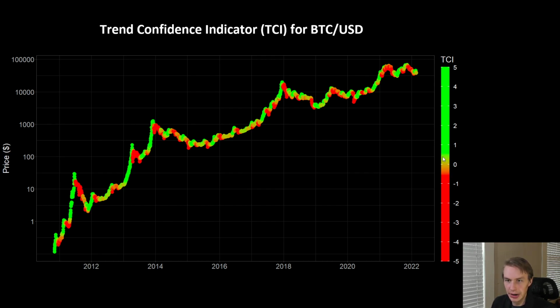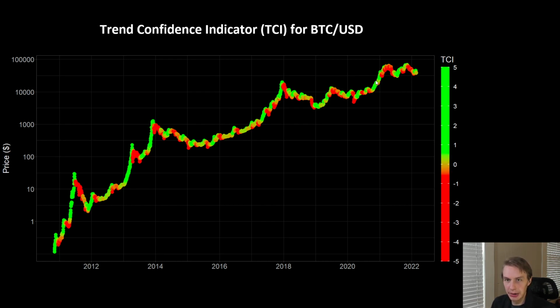So if the TCI is above 0, that's a bullish signal. That either suggests that the current uptrend is likely to continue, or that a downtrend is likely to flip soon. And negative values suggest that if you're in a downtrend, the downtrend is going to continue, or if you're in an uptrend, that uptrend might be nearing its end. And so this can act as a bit of a leading indicator.